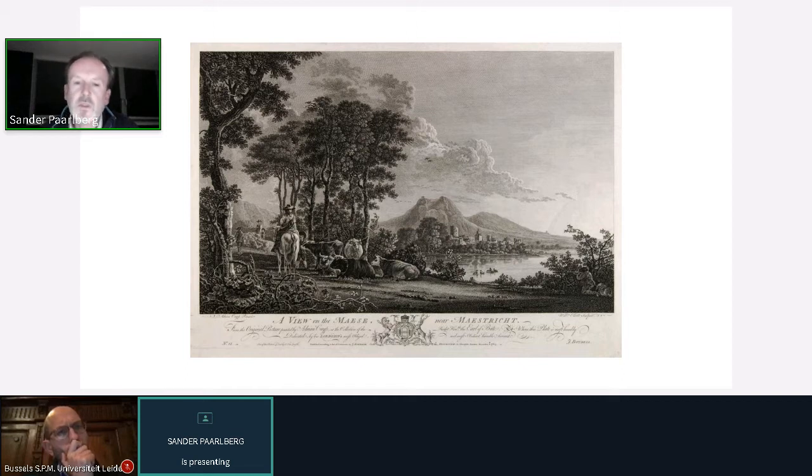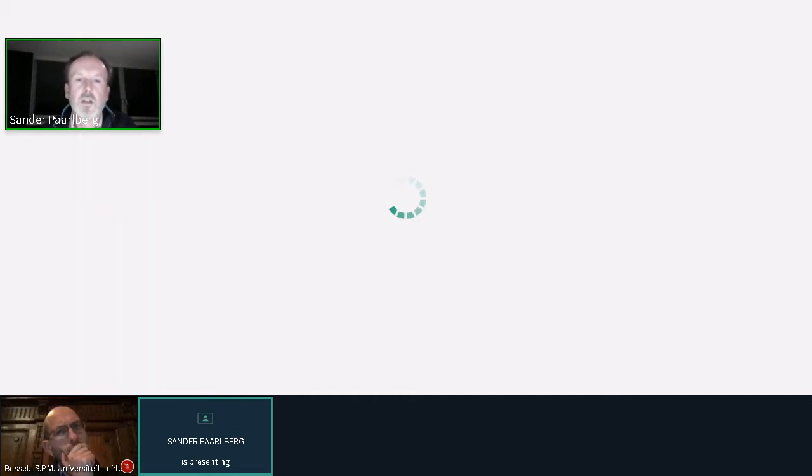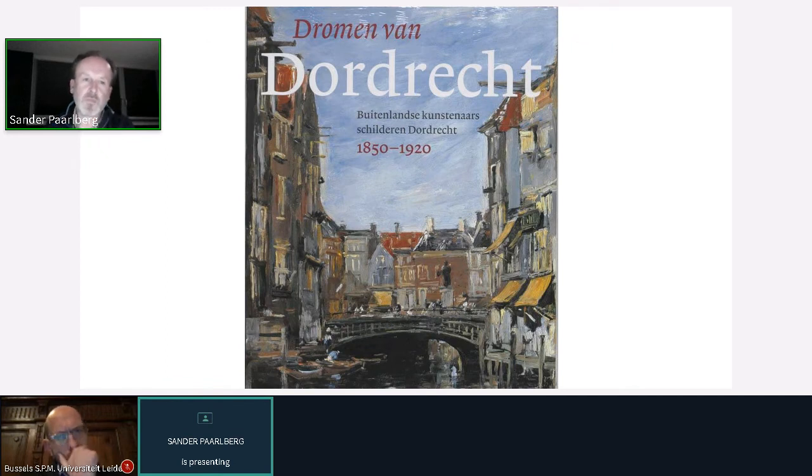In the meantime, in the Dordrechts Museum, there was also sort of a trend. We organized several exhibitions in which our own collection was placed in a broader context of paintings from foreign artists. This is the catalogue of an exhibition, Dreaming of Dordrecht, which was about the many foreign painters that went to Dordrecht in the 19th century and that painted views of Dordrecht.